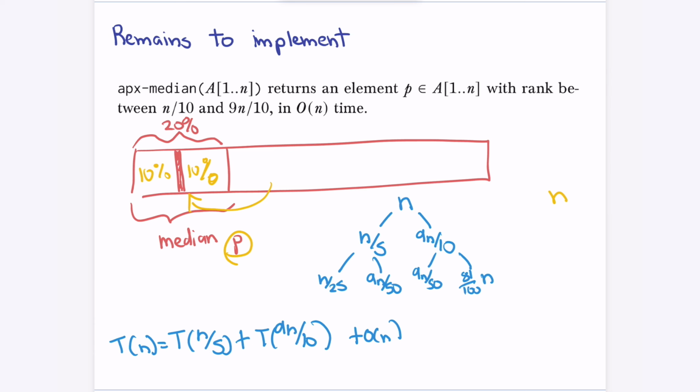Yeah, 11n over 10. I'm going to write it this way: 1/5 plus 9/10 times n. Okay. What about the level after that? The addition might be getting a little harder. Basically, what does that third row add up to?